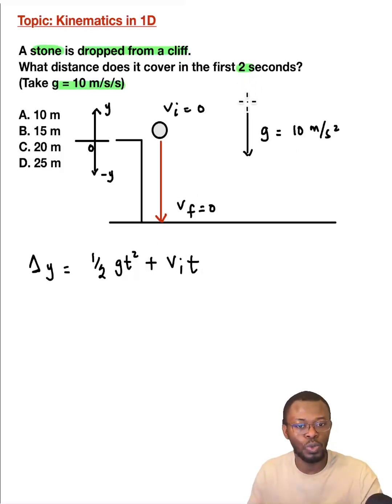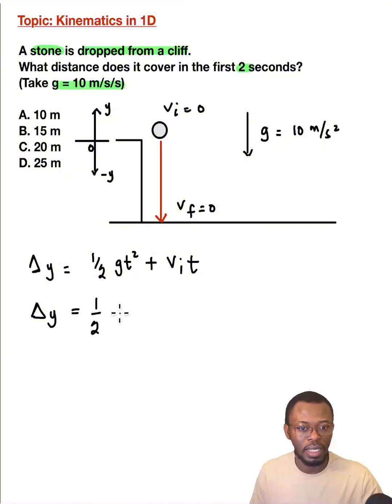So after these 2 seconds, how much displacement would this stone have? The initial speed, v_i, since we are dropping the stone, is going to be 0, and 0 times anything is just 0. So delta y, the vertical displacement, is going to be equal to 1/2 times g, the acceleration due to gravity.